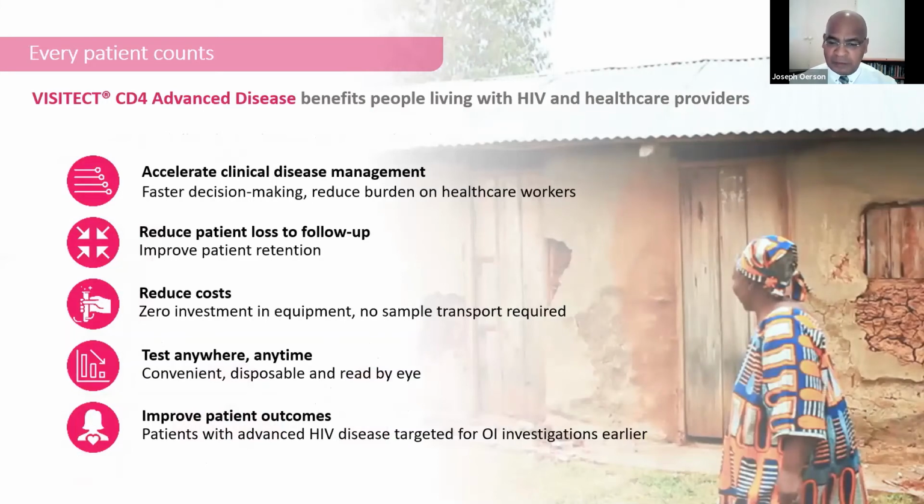You are empowered to make a decision, so you don't have to take the blood, send it to the lab, and wait for the results to come back after days. You can do a test immediately and have the result available. It empowers the clinician to make an informed decision to screen for other opportunistic infections if the result is below 200, or put the patient on treatment if that's not the case. So there's reduced patient loss to follow up, because you see the patient, give them the result, and can treat them accordingly.